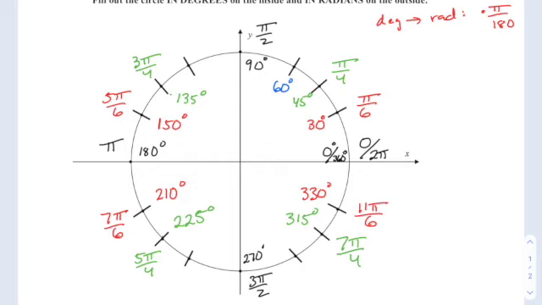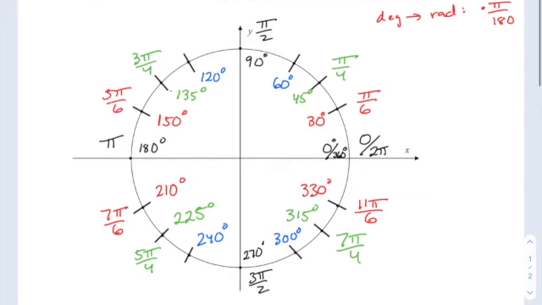Okay, and now the 60s. 60 degrees away from the x-axis in quadrant 2 is 120, right? 180 minus 60 is 120. In quadrant 3, 180 plus 60, 240. And in quadrant 4, 360 minus 60 is 300. Now let's look at their radian values. So 60 degrees is 1/3 of 180, so pi over 3.